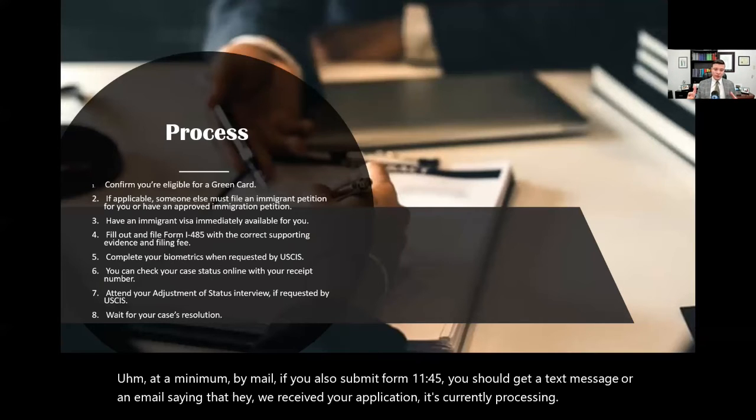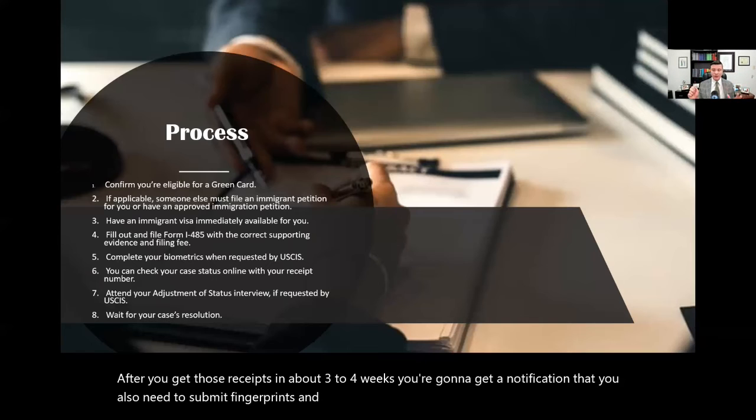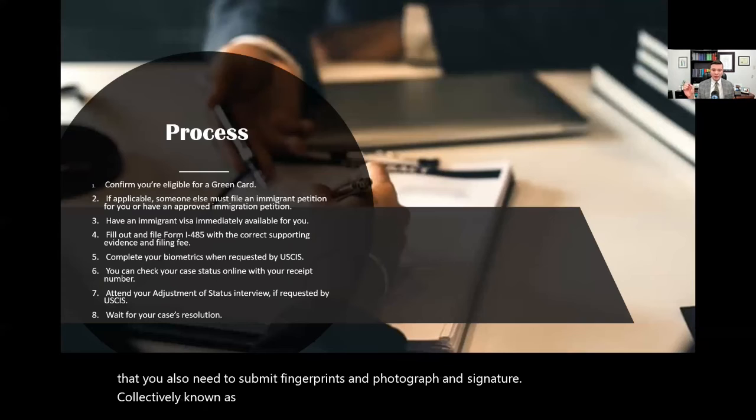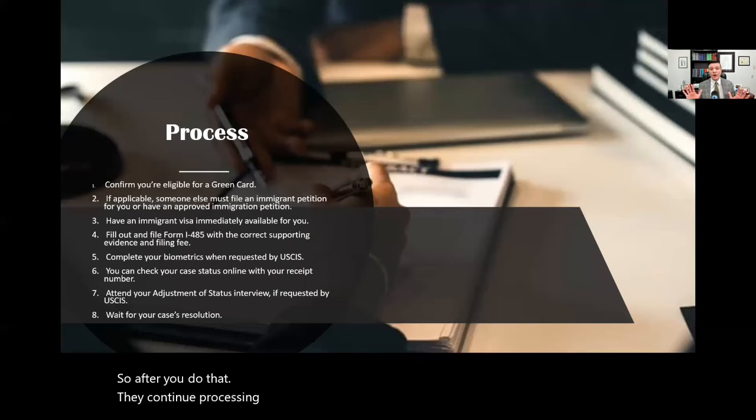After you get those receipts, in about 3 to 4 weeks, you're going to get a notification that you also need to submit fingerprints, a photograph, and a signature, collectively known as biometrics, at a Citizenship and Immigration Services support center. So after you do that, they continue processing your case, and then you wait. Now, the wait really depends on your category. So how are you adjusting status?